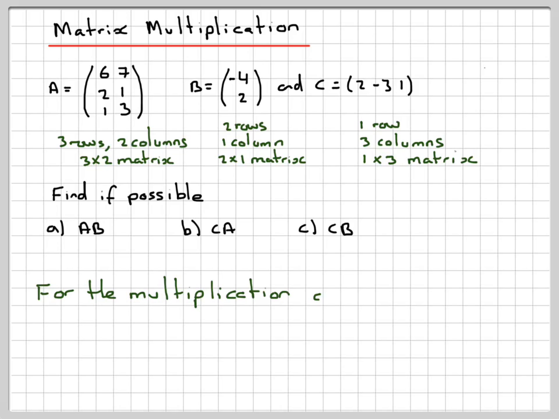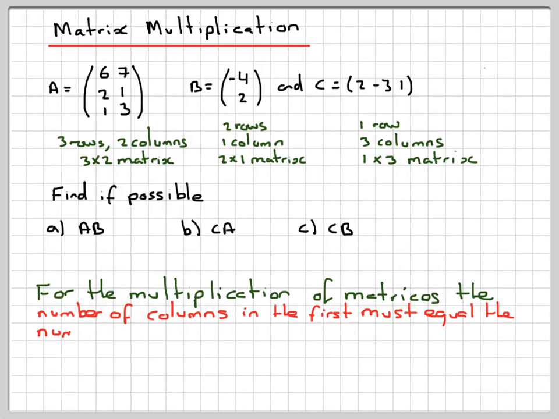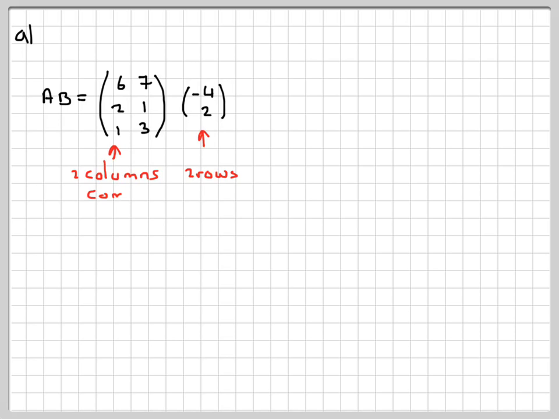So for multiplication of matrices, the number of columns in the first must be equal to the number of rows in the second matrix. AB. Right, the number of columns here is 1, 2, and the number of rows here is 1, 2. Therefore, these are compatible. 2 columns and 2 rows, compatible.